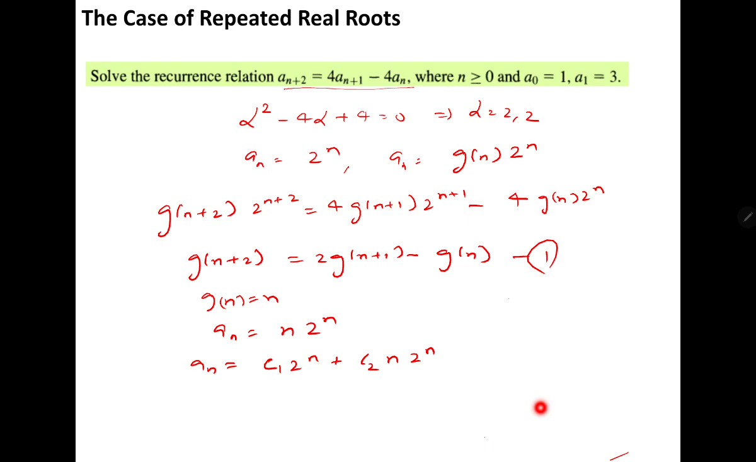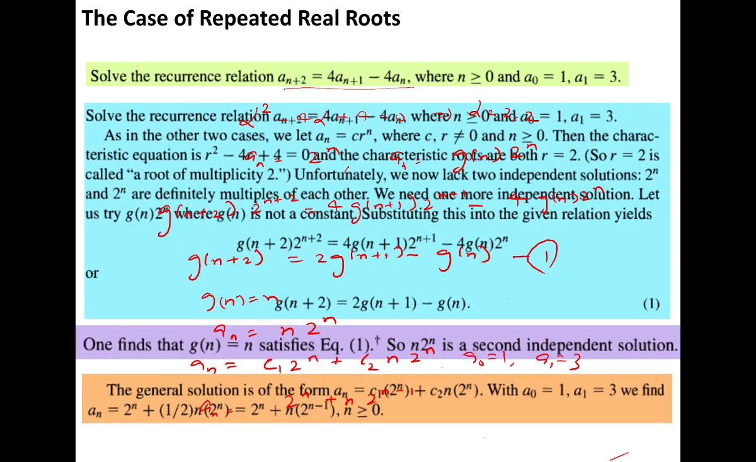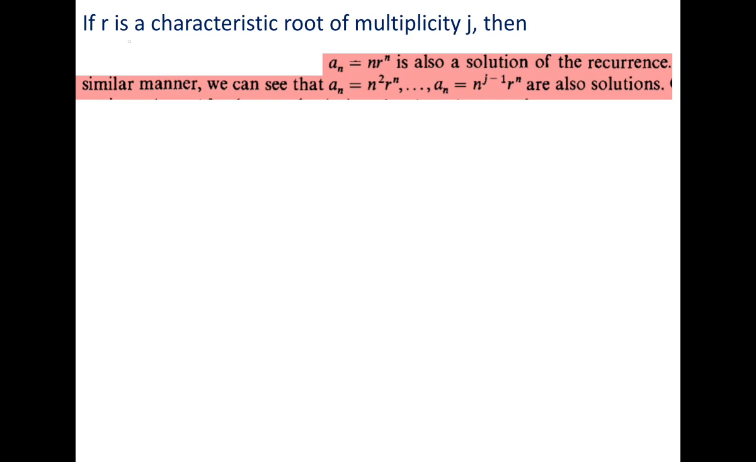Then I use the initial conditions, which are a0 equal to 1 and a1 equal to 3, and if you solve it, a_n comes out to be 2 raised to the power n plus n 2 raised to the power n minus 1. So the quick observation is that if r is a characteristic root with multiplicity j, then r raised to the power n, n r raised to the power n, and up to n raised to the power j minus 1 r raised to the power n, all would be solutions of the recurrence relation.